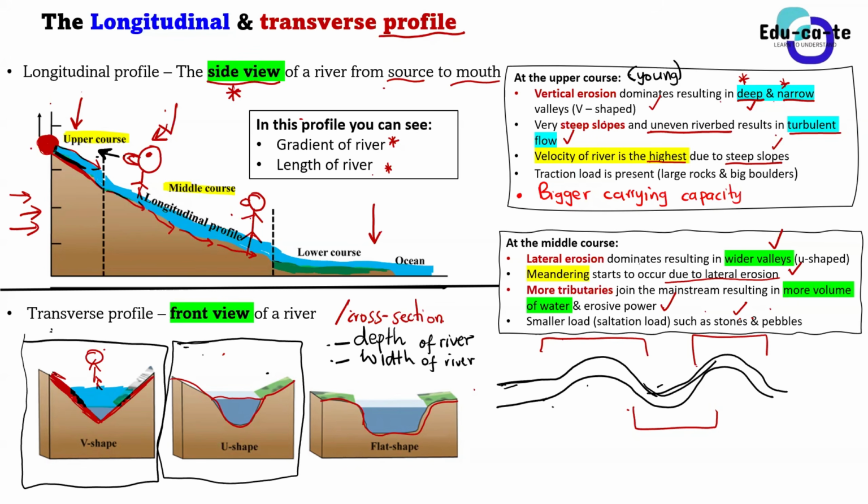And obviously, guys, you can see that at the middle course, the gradient is a bit more gentle compared to the upper course. I mean, look at this, guys. The gradient here at the middle course is now a bit more gentle. From the side view, remember, guys, you can see the gradient, right? So water will not be flowing that much fast. So it will not be able to carry traction load. It will not be able to move the bed load, the big rocks. So at the middle course, that's why we only have smaller load, which is the siltation load.